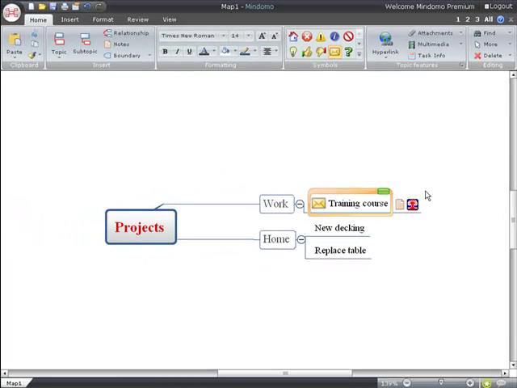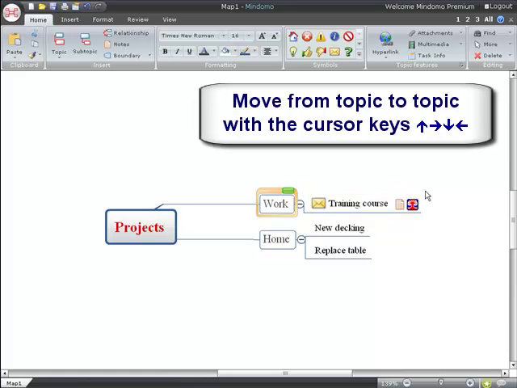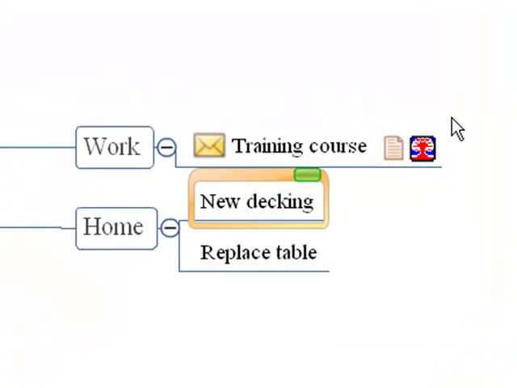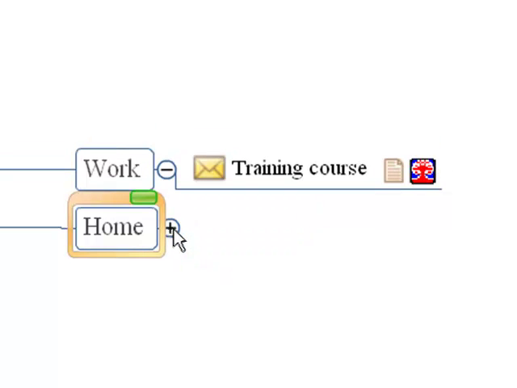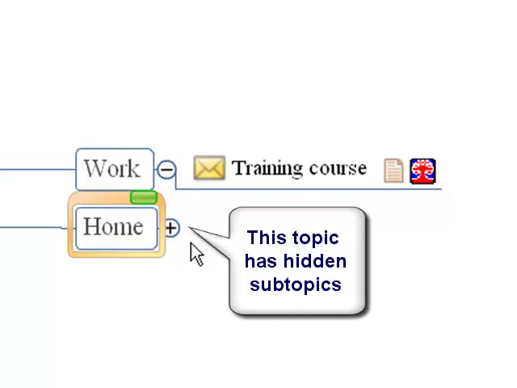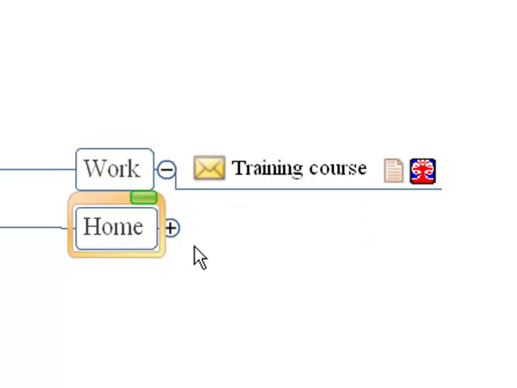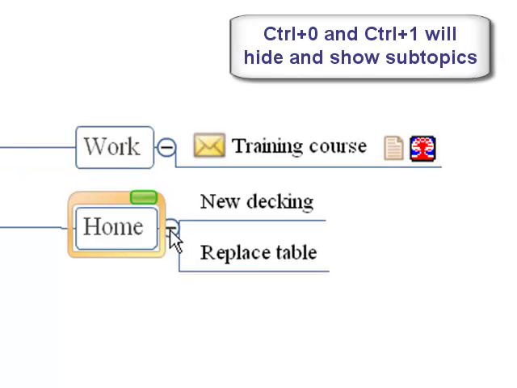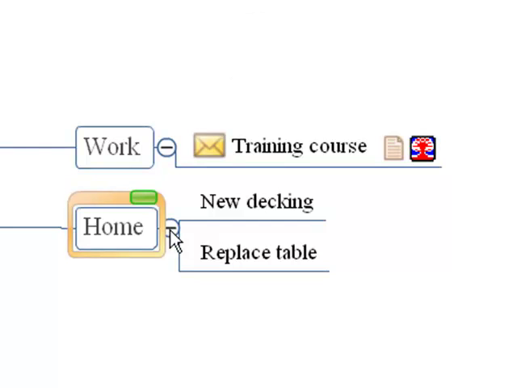To navigate around your map, you can use the cursor keys to move from topic to topic. To hide the subtopics of a topic, click the minus button on a topic. It then changes to a plus. The plus button means that there are subtopics hidden underneath. Click the plus button again to reveal them. You can also hide and show subtopics with the keyboard shortcuts Ctrl 0 and Ctrl 1.